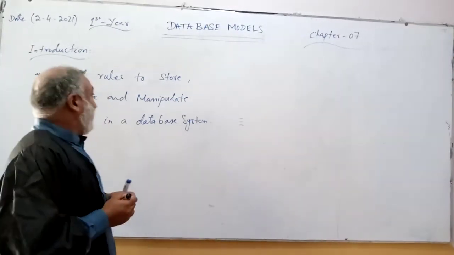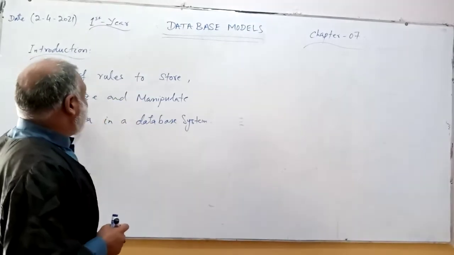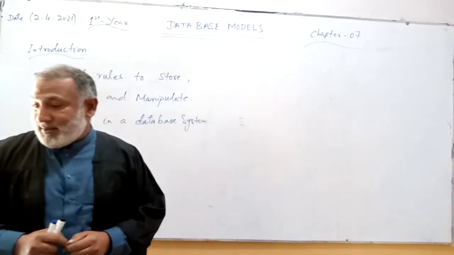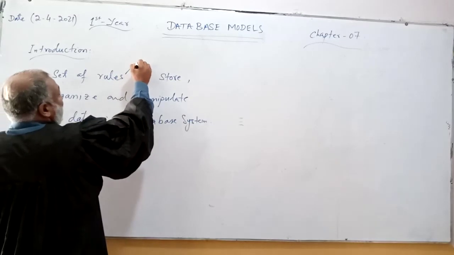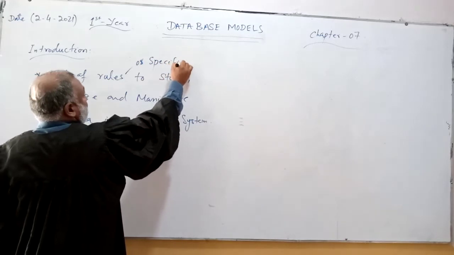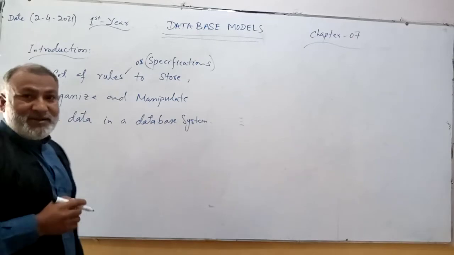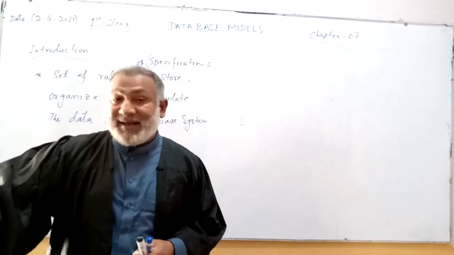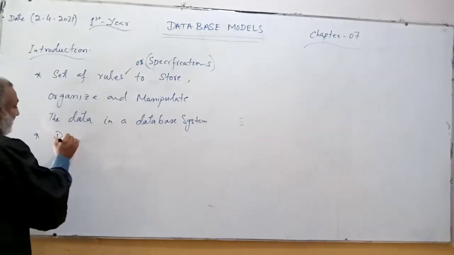Database models are the set of rules which define how to store, how to organize and how to manipulate the data in a database system. Or you can say that these are the rules or specifications for how a database system can be used to store the data. So, different database techniques. In other words, we can say that it is a kind of data structure.